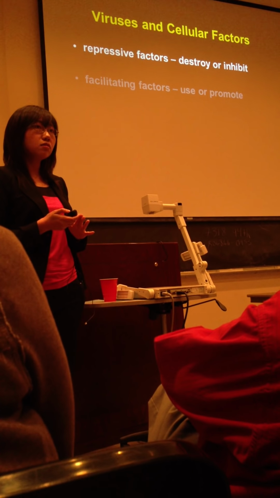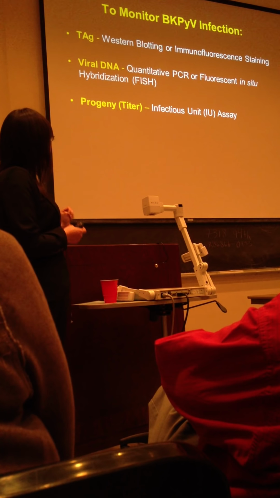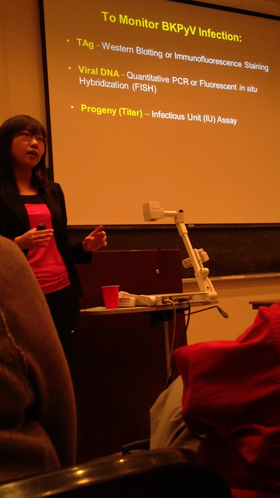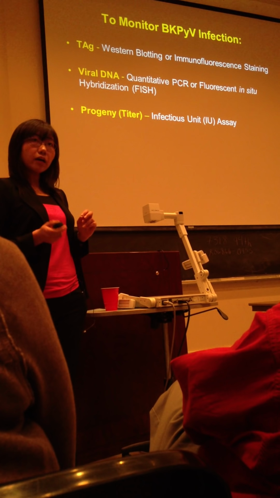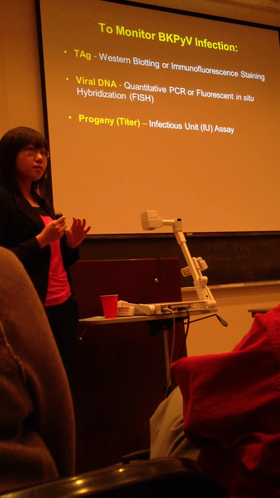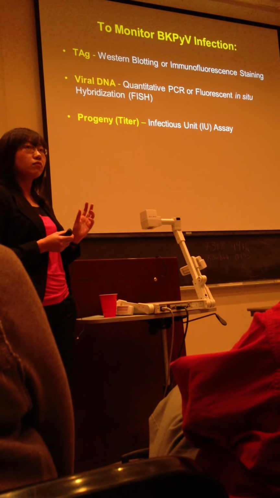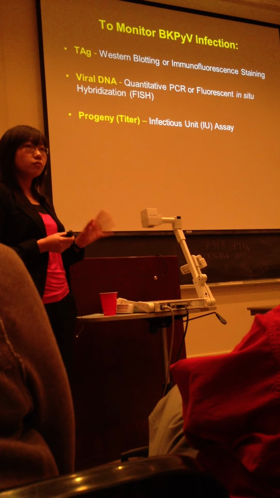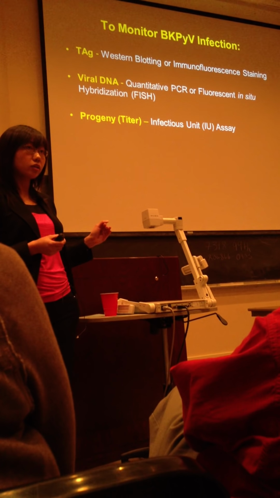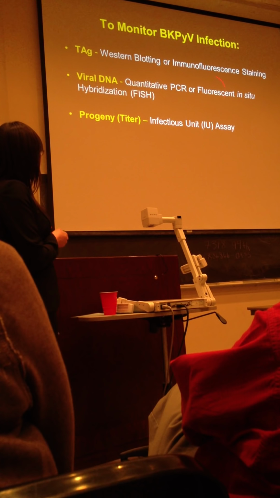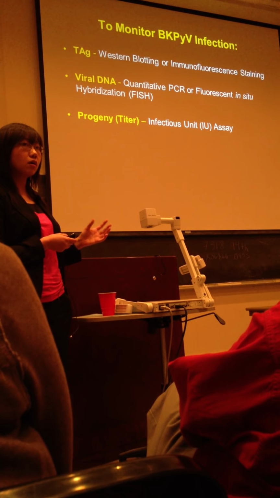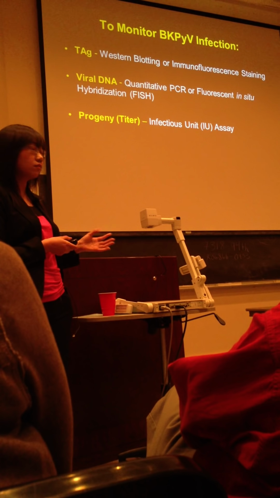Before I go into the actual data, I'd like to introduce several assays that we use to monitor the infection process of BK in RPT cells. To monitor early gene expression, we use either Western blot or immunofluorescence microscopy with a specific antibody that recognizes large T antigen, to look at the expression level as well as the localization of this protein in the nucleus. We also have a quantitative real-time PCR assay to quantify the amount of viral genome present in a given cell.